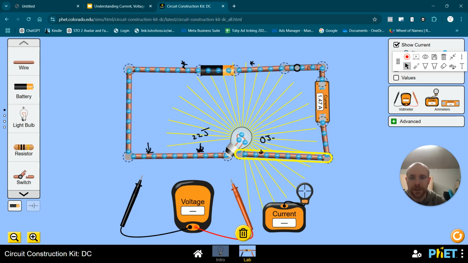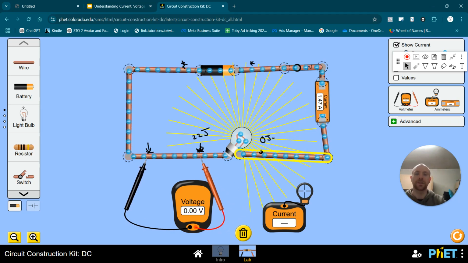So if I put my voltmeter across these 2 points, there should be no difference at all. They haven't transferred any energy. So there is no potential difference. There is no change in energy between coulombs at this point and coulombs at this point.